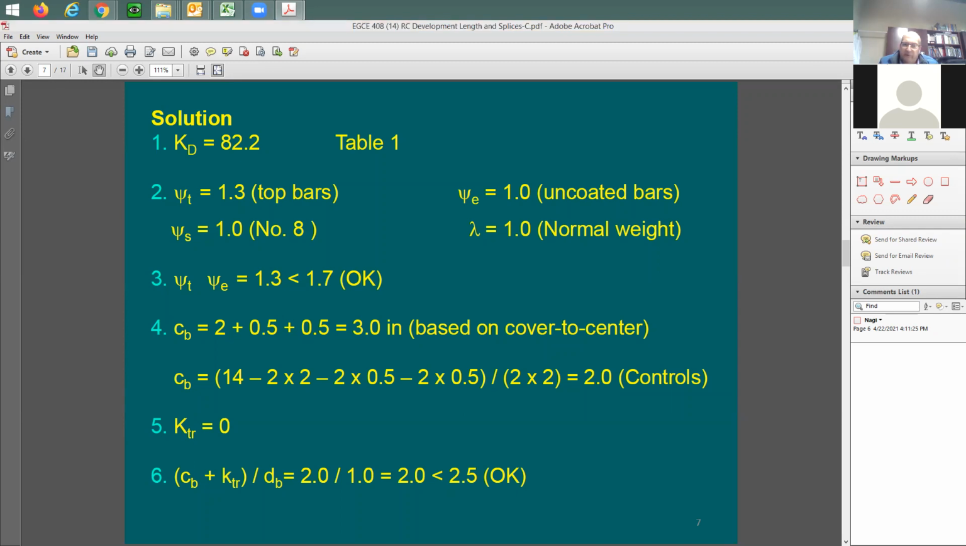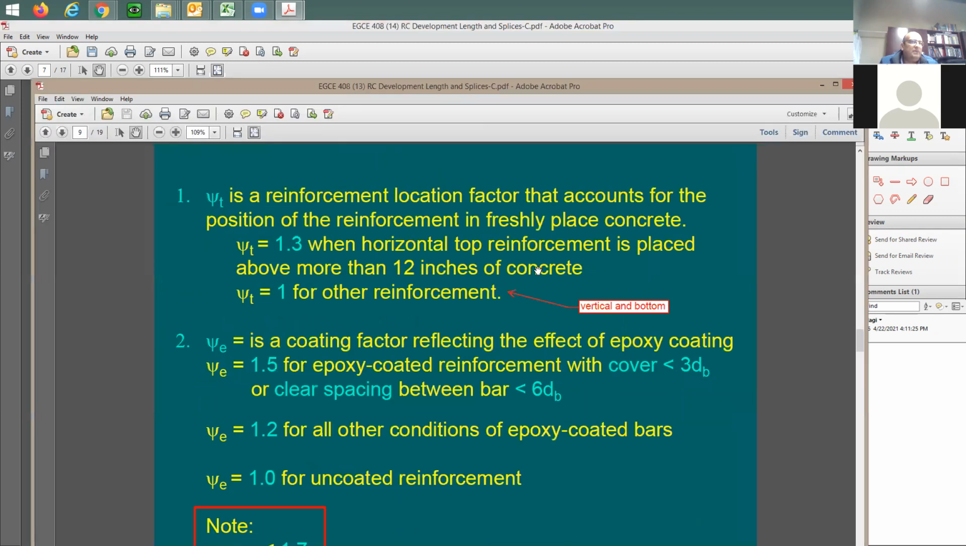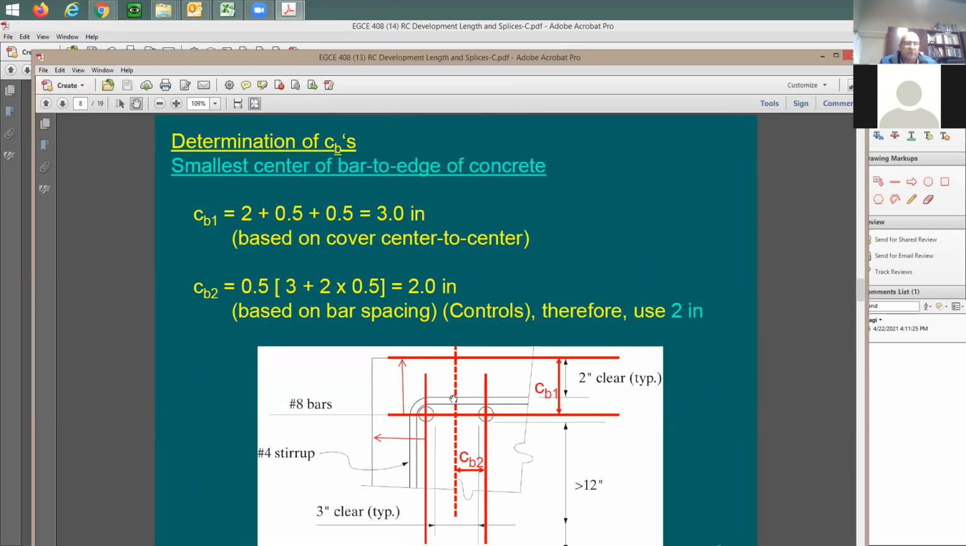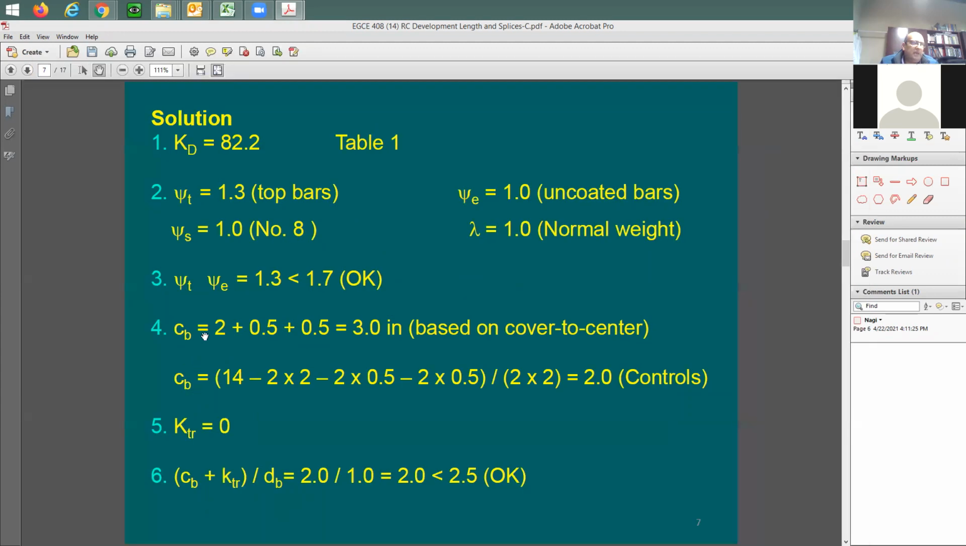If you would like to discuss this more, if you have questions, I guess we should be able to go back to this slide set and see the definition of cb and which one to consider. It's going to be this cb1 or cb2. Of course, we're going to be taking the smaller. So here we go. We have 2 values for it, and this one controls. We're going to be using 2 inches here.